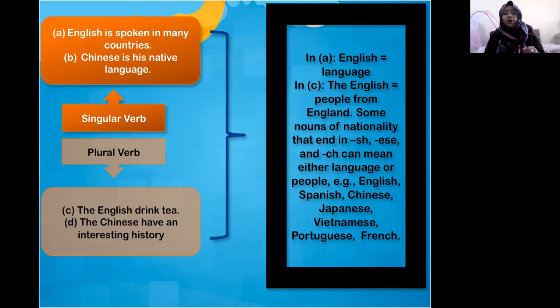So when it is used with the determiner, it is quite understood that we are talking about the inhabitants, and when we are talking about the inhabitants, it is plural, and thus the verb has to be plural, not singular.